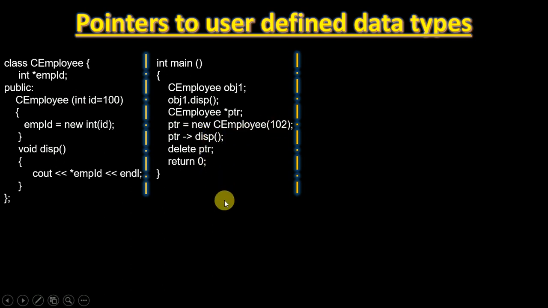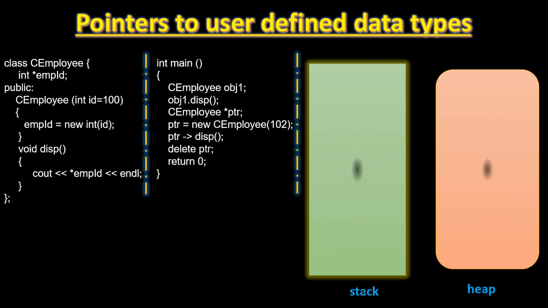Now let's see what will happen step by step. Let's take two memory segments, the stack memory and the heap segment. When I say CEmployee obj1, the first step is object creation. In object creation, first memory will be allocated for this object. How many bytes? Totally 4 bytes, because we have only one pointer attribute, that is emp id.